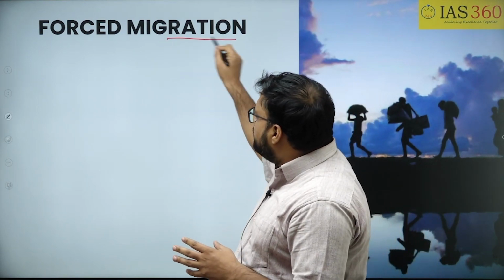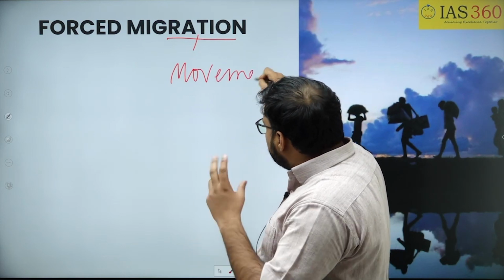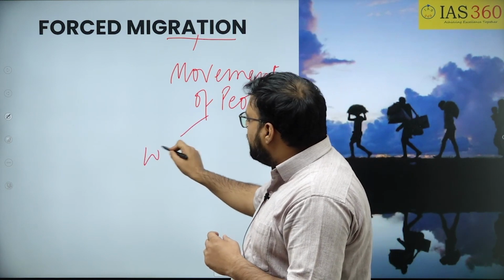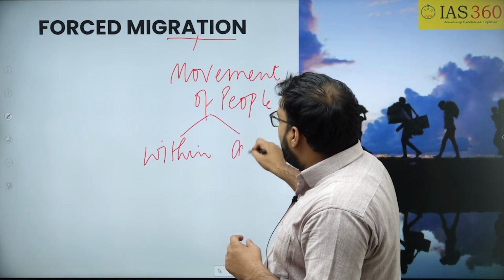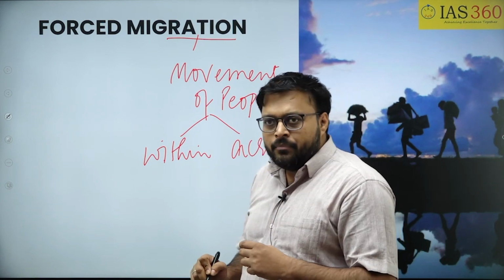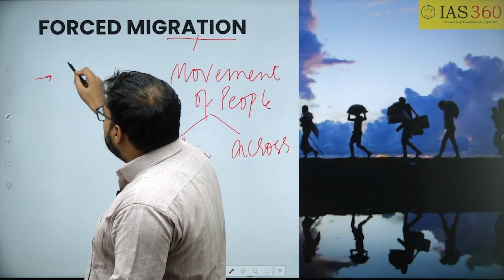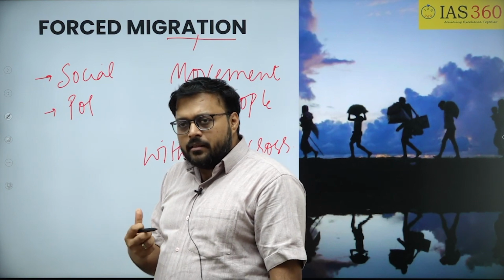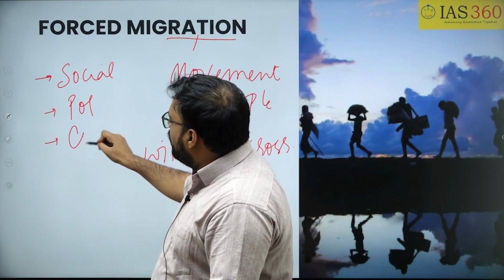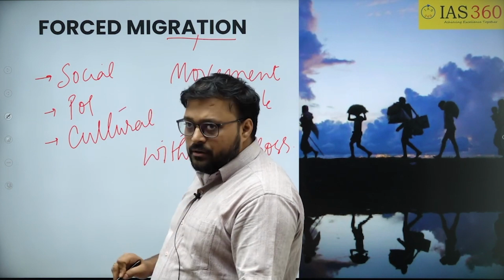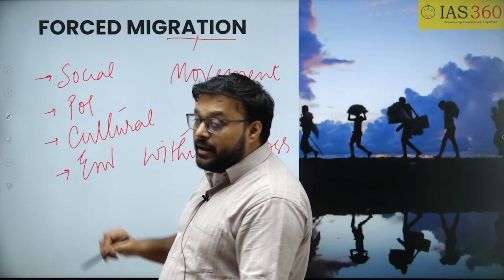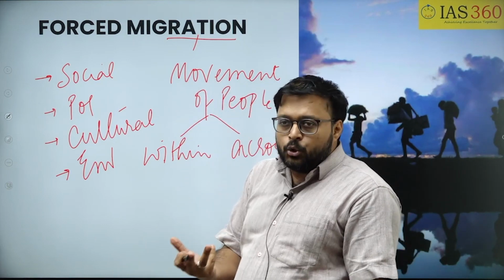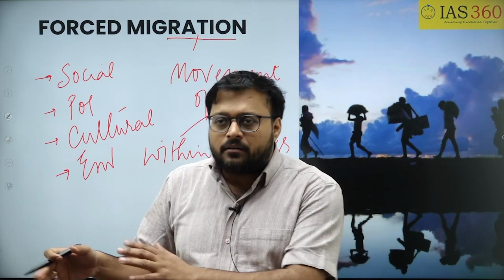Migration simply means the movement of people, and this movement can be within the region, within the country, or across the boundaries of the country. And migration happens because of different social reasons. Maybe it is because of political fragility in that particular state. It can be because of cultural disintegration. It can be because of environmental degradation. And these are the different factors which result in a kind of push and pull factor for migration.